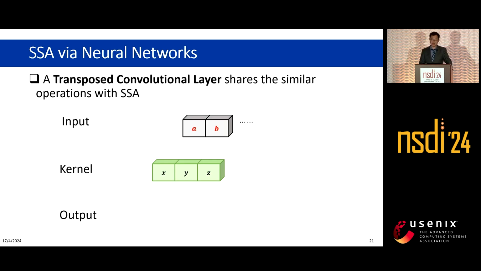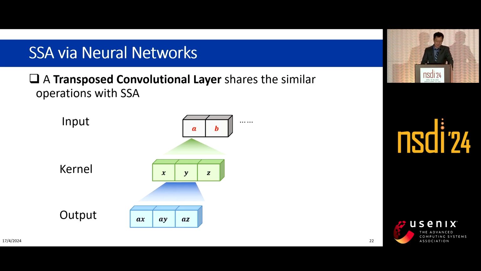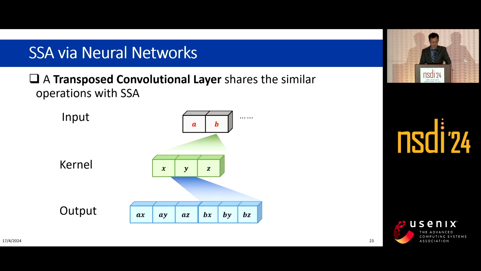If we look at the neural network, we find a transposed convolution is doing quite similar things. In the transposed convolution, we have the input and the kernel. The output is the input times the kernel. And as the kernel travels along, it multiplies the corresponding input with the kernel to get the whole output.